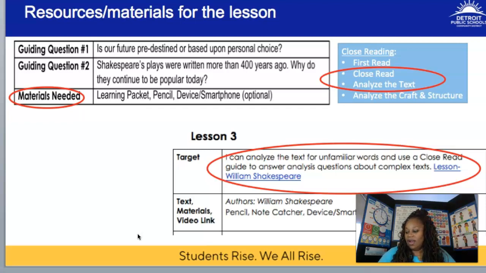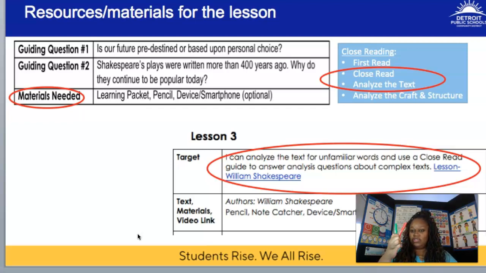Okay, as a reminder of your materials, you always need your learning packet, a pencil or a pen, and an electronic device as an option. Close reading allows us to delve deeper into the text that we read aloud yesterday for our first read. So, our target for today's lesson: I can analyze the text for unfamiliar words and use a close read guide to answer analysis questions about complex texts. As an additional material, this is optional.